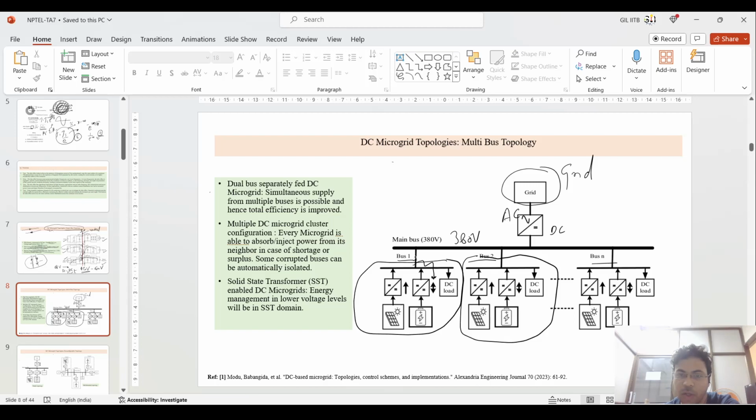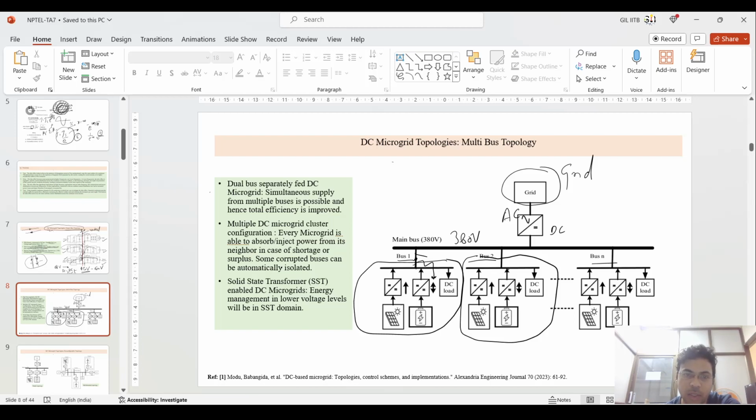Suppose there is a fault in the bus 1. So you can disconnect this bus 1 using the circuit breaker, so that this fault should not propagate to bus 2. So this is the main point, the main advantage of the multi-bus system.